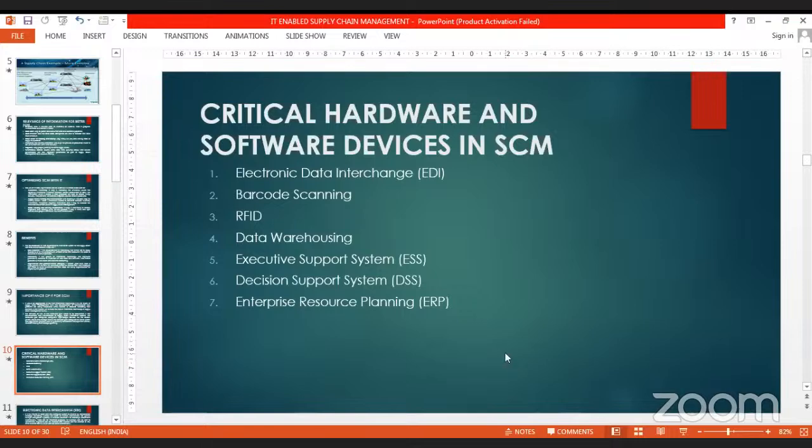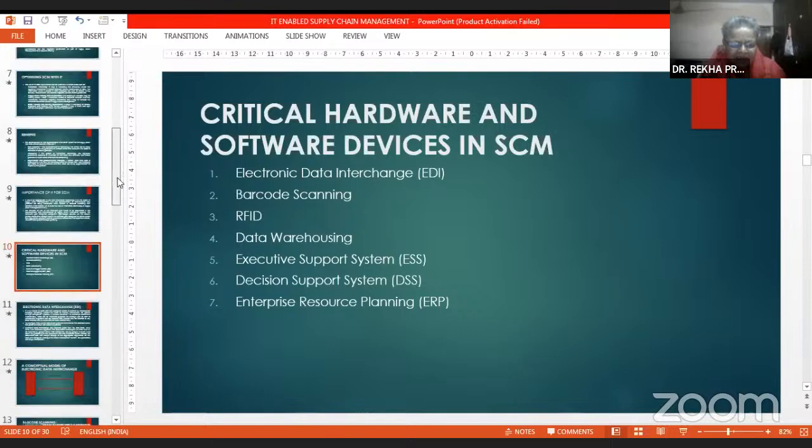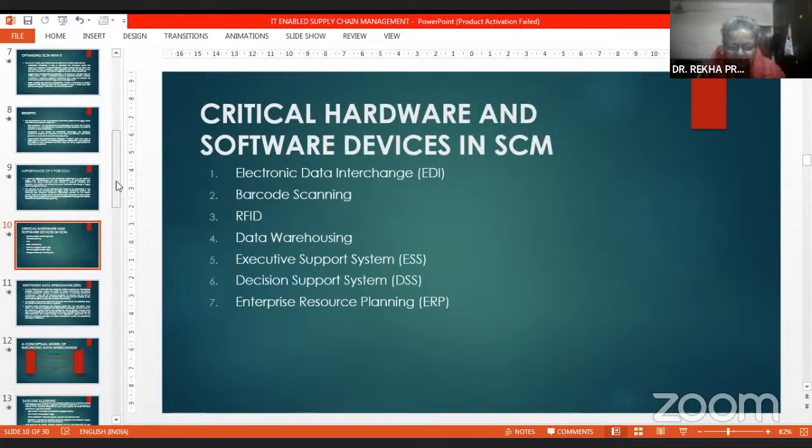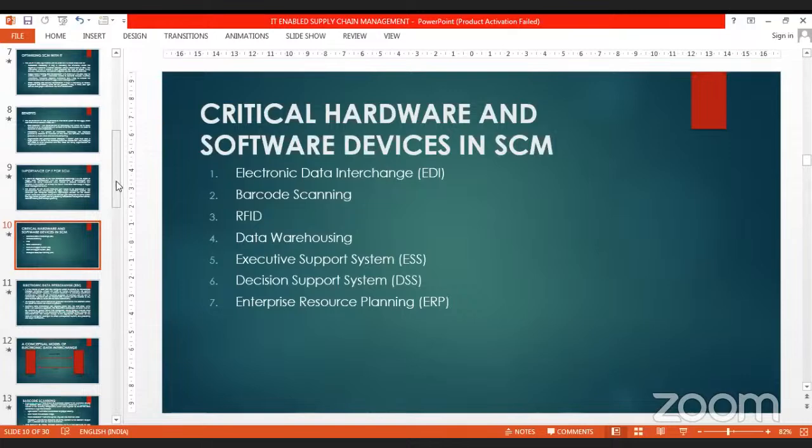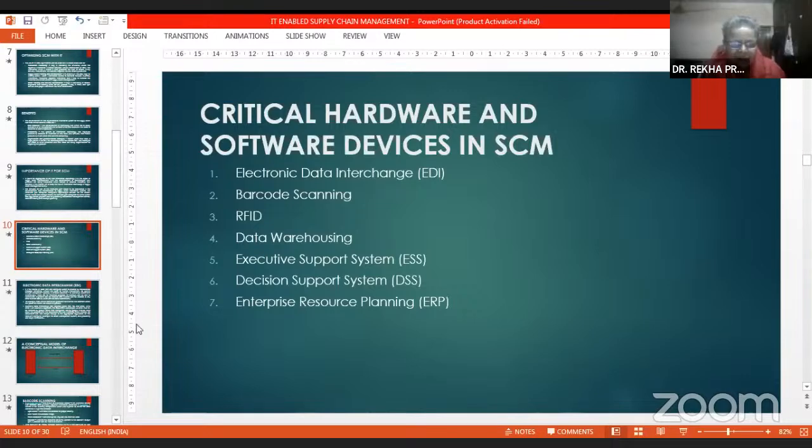Okay. Critical hardware and software devices in SCM. First one is electronic data interchange, EDI, barcode scanning, RFID, data warehousing, executive support systems, decision support systems, and enterprise resource planning (ERP). These are the main backbone on which the total IT depends, how it has to keep synchronized all the players or all the stakeholders, right from the supplier to the consumer in this supply chain.